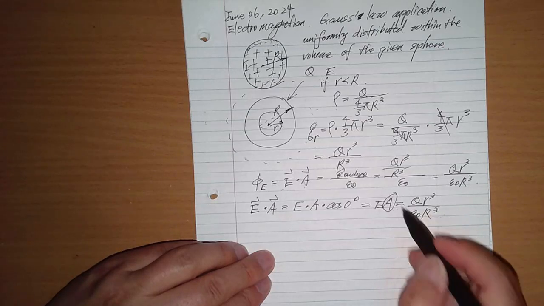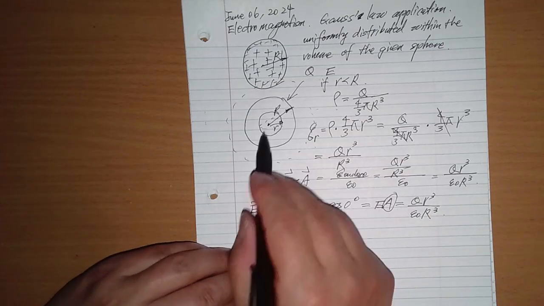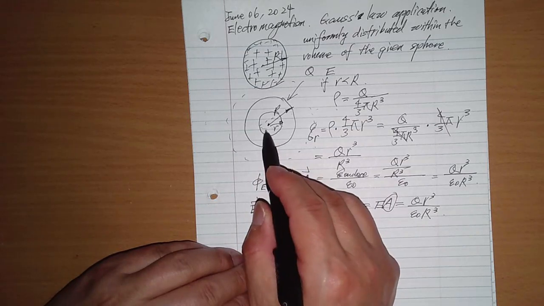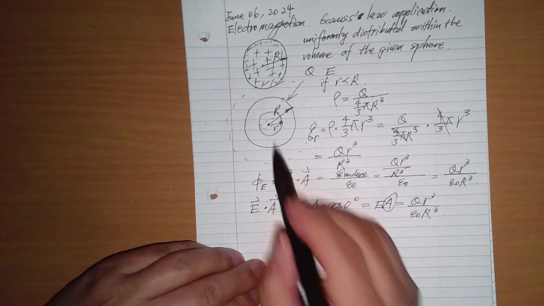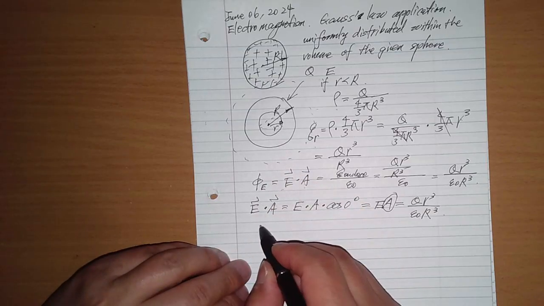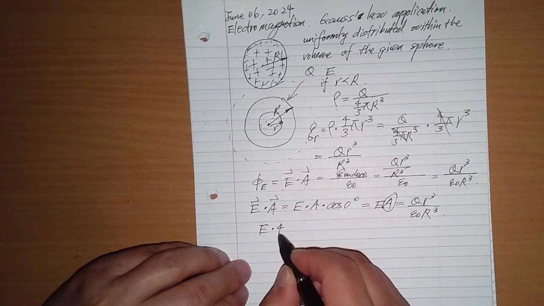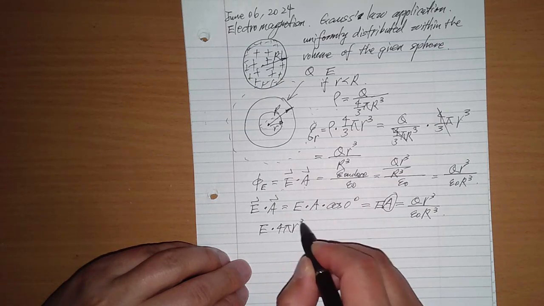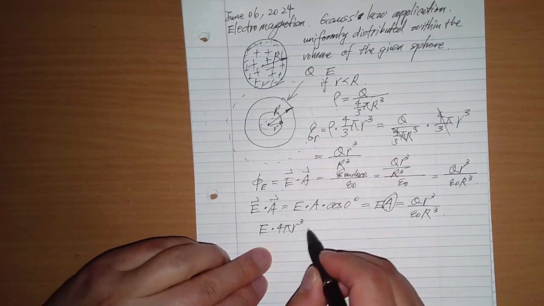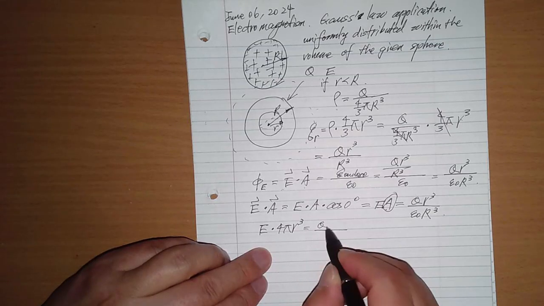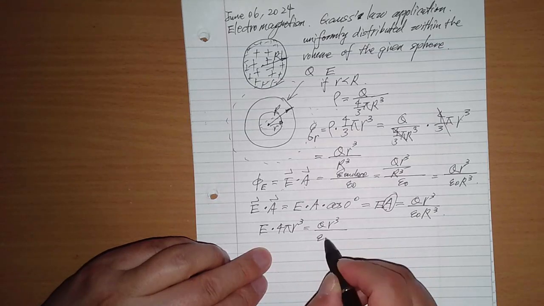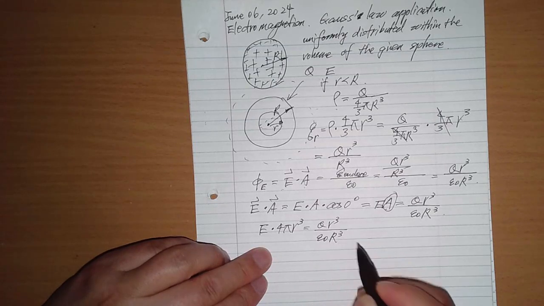Now let's figure out the A. What is the A? A actually is the surface area of the little sphere. So that is E times 4 pi little r squared. That's the A. That is equal to Q r cubed over epsilon 0 big R cubed.